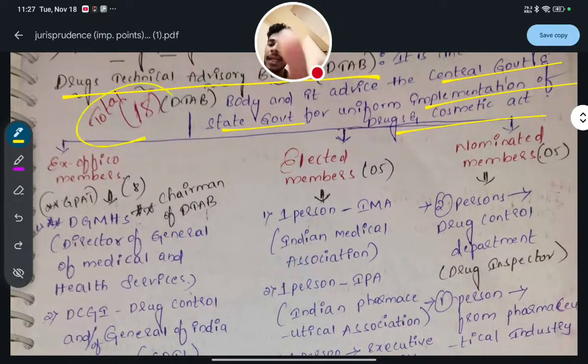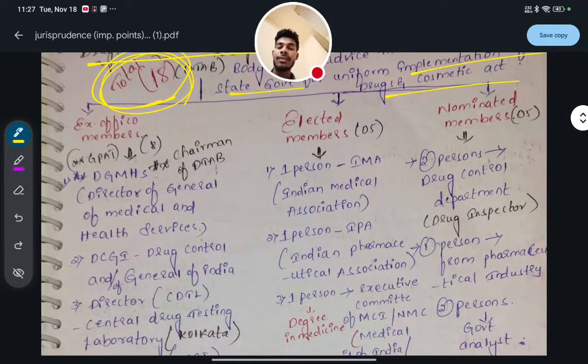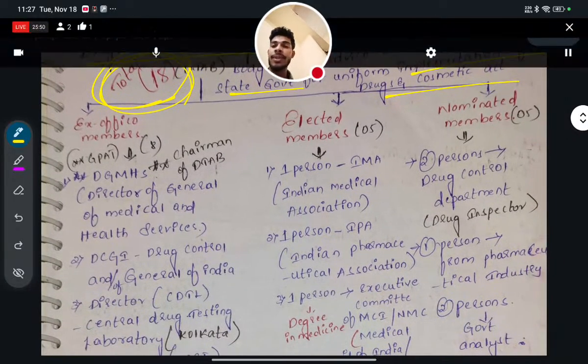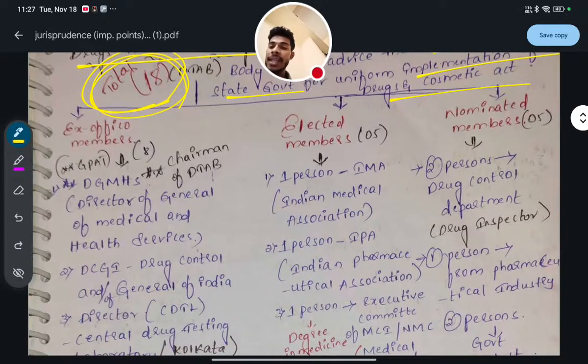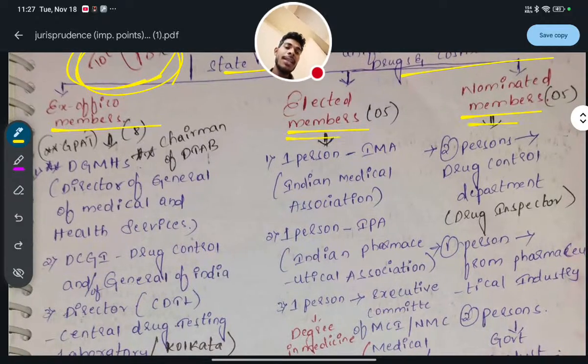So there are a total of 8 advisory members. How many? 18. Sorry. There are a total of 18 advisory members. And these are ex officio members, elected members, and nominated members. How many ex officio members? 8 ex officio members. So how will you remember ex officio members?